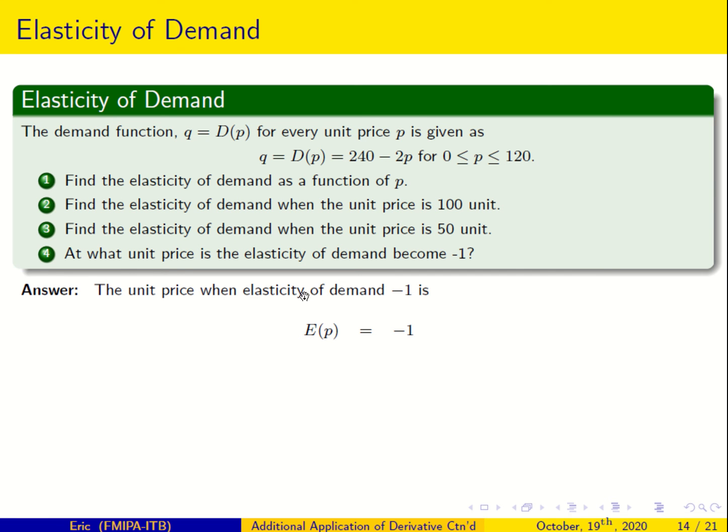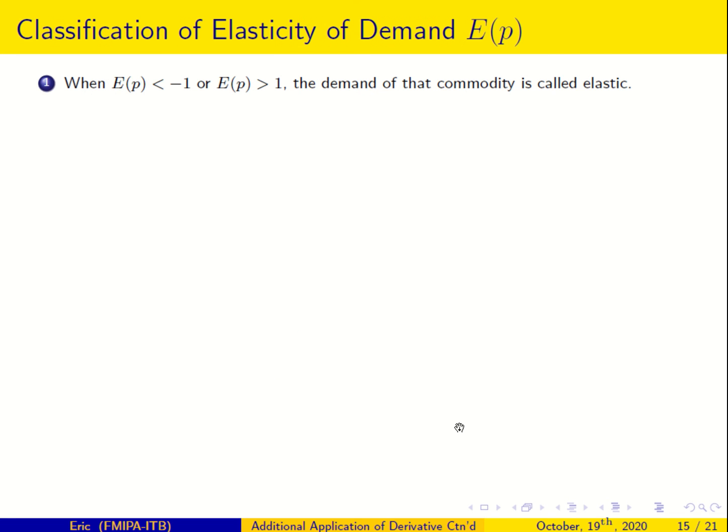And what about the unit price when the elasticity of demand is -1? I can just do the algebra, and I have P equals 240. So at what unit price does the elasticity of demand become -1? That is when the unit price is $240. And this one I have a classification.